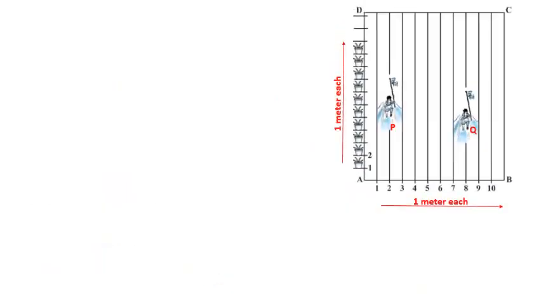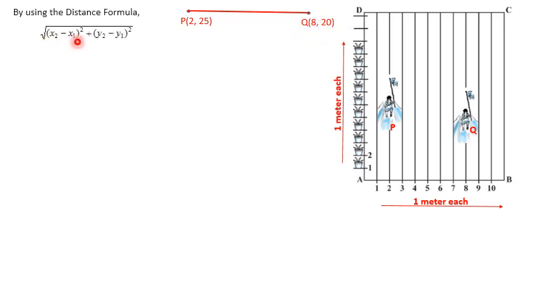From the diagram, we have to calculate the length of PQ. The coordinates of P are (2, 25) and the coordinates of Q are (8, 20). By using the distance formula, root of (x2 minus x1) the whole square plus (y2 minus y1) the whole square, we can calculate the distance. So distance PQ is equal to root of (x2 minus x1). Here x2 is 8, x1 is 2. So (8 minus 2) the whole square plus (y2 minus y1), y2 is 20, y1 is 25. So (20 minus 25) the whole square. Calculation part: 8 minus 2 is 6. 20 minus 25 is minus 5, squared.